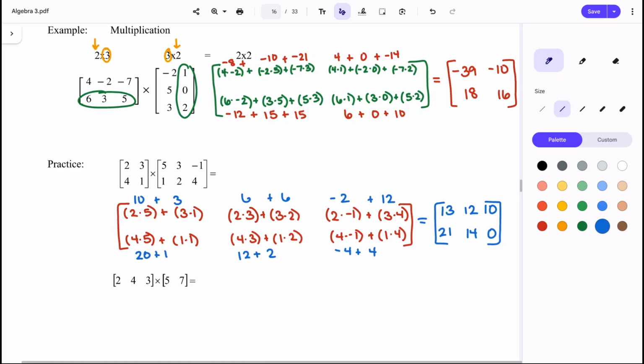Could you multiply the second example? Is it possible to do? What are the dimensions of the first matrix here? You can't. Why not? It's 1 by 3 and 1 by 2. Yeah, this is a 1 by 3, and this is a 1 by 2. So we can't because the 3 here and the 1, those inner two pieces from the dimensions don't match. So this is not possible.